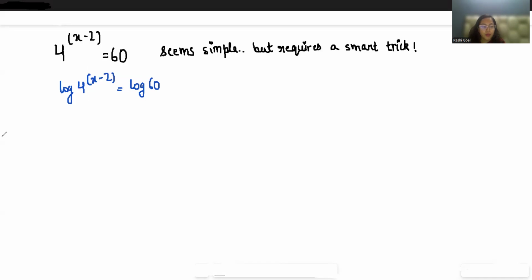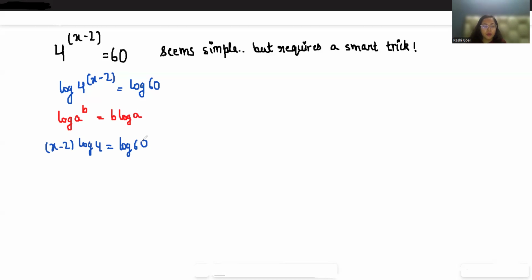So now I'm going to use the log rule, log a power b, we can write b log a. So x minus 2 log 4 is equal to log 60.